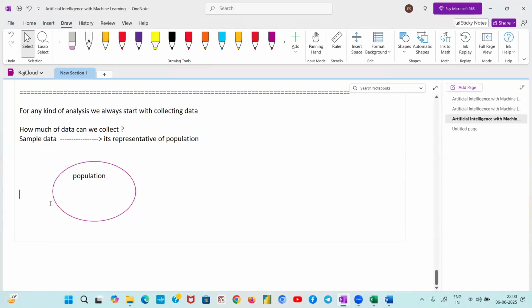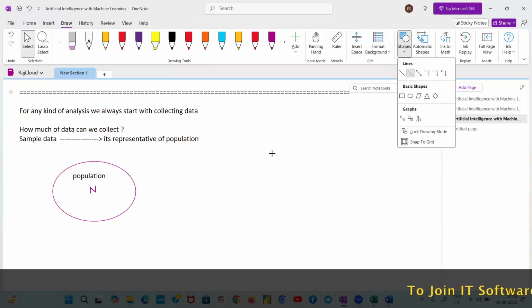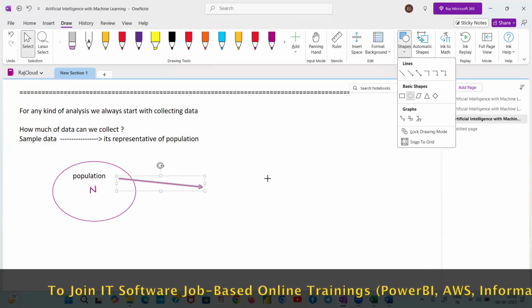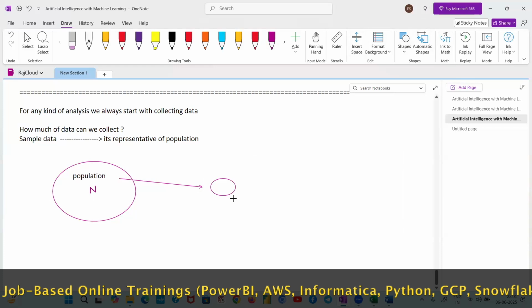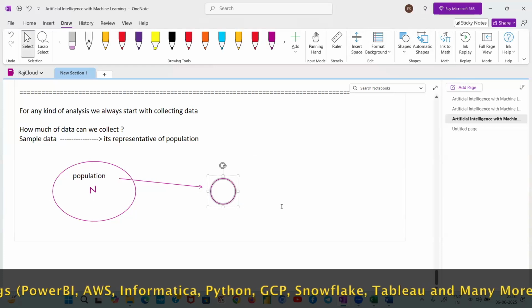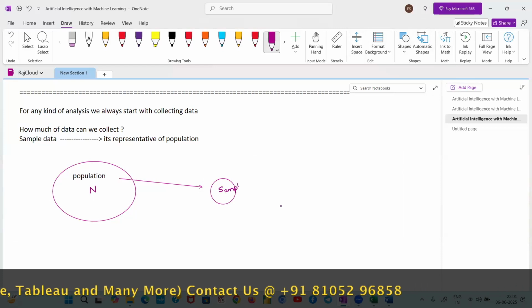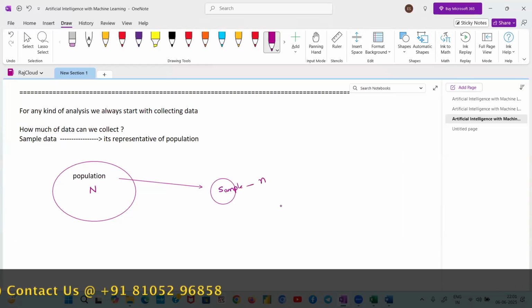And for the population data, symbolically what you write here is capital N. So this N size exactly we don't know. But we only know one thing: we can collect the data as a sample, which is a subset of the entire population, which is called a sample. So what is its size? Small n.